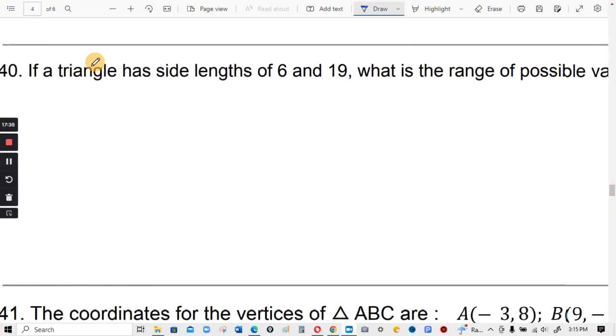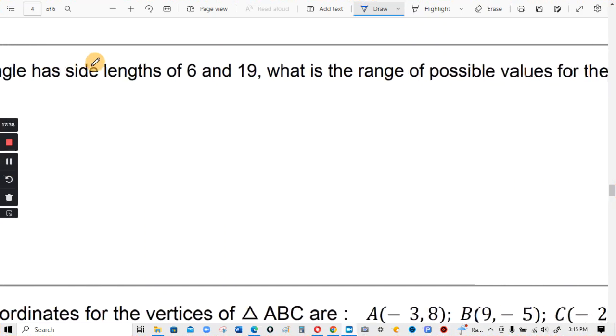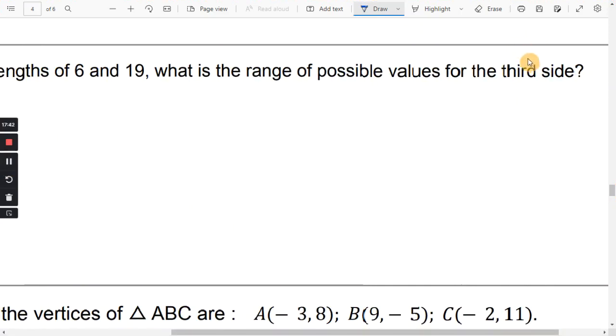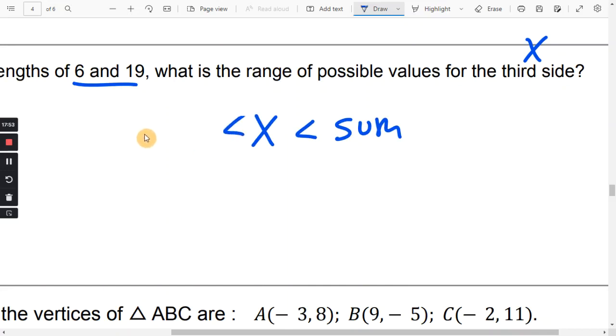40, the triangle has side lengths of 6 and 19. What's the range of possible values for the third side? All right, we're going to let the third side equal x, and we're dealing with 6 and 19. So x is going to be less than the sum, but x is going to be greater than the difference.